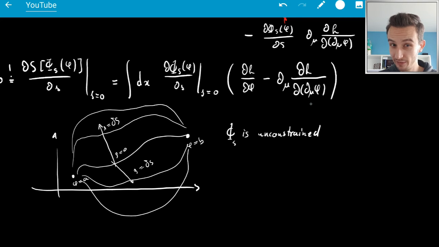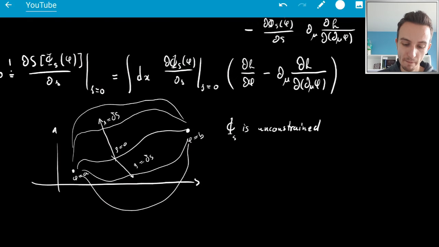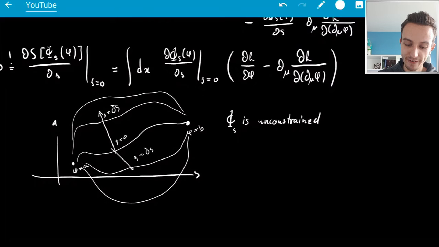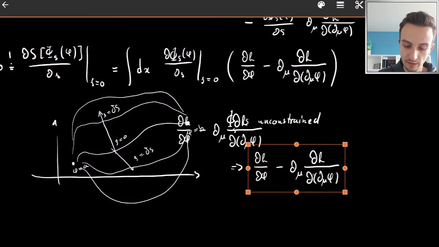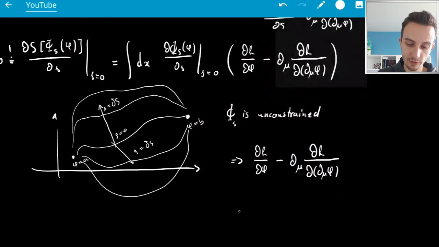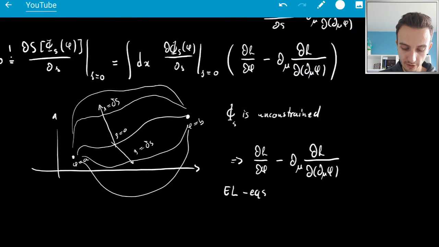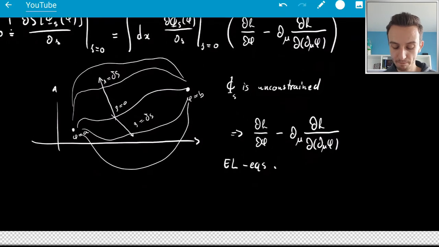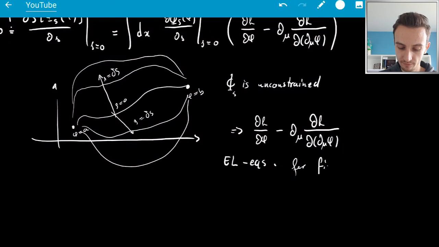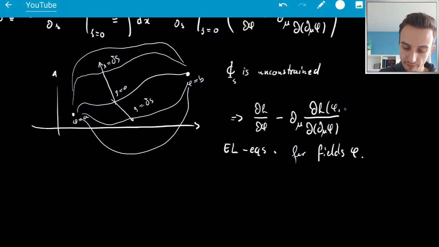Now I know this is a bit hand-wavy. The next video is going to be even less, it's going to be no hand-waving at all. But this is already pretty rigorous. So therefore it's this part that has to be 0. I'll just copy paste it. And these are the Euler-Lagrange equations, Euler-Lagrange equations for fields. Phi. And of course here I have phi, d phi by dx. And you can write that here as well.